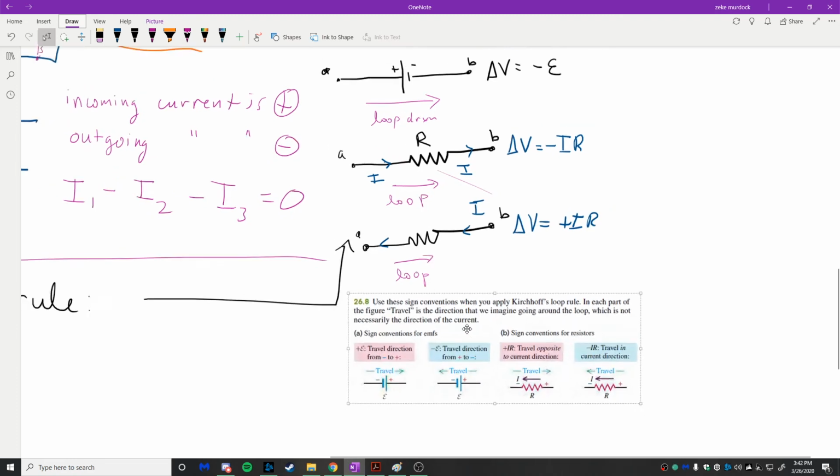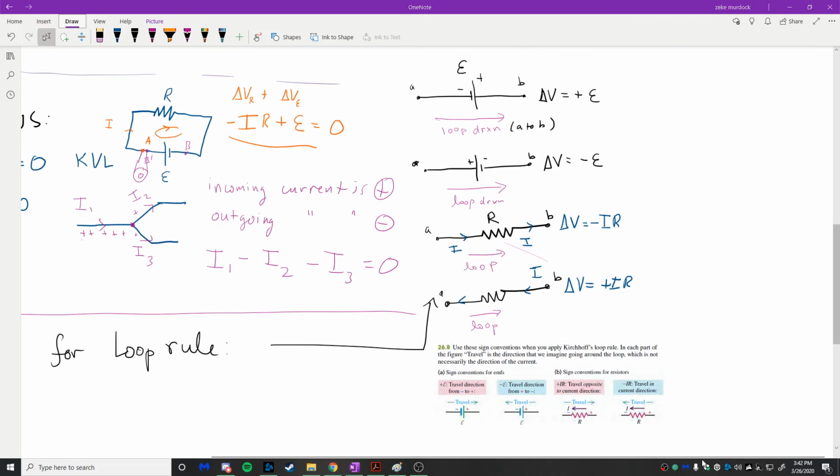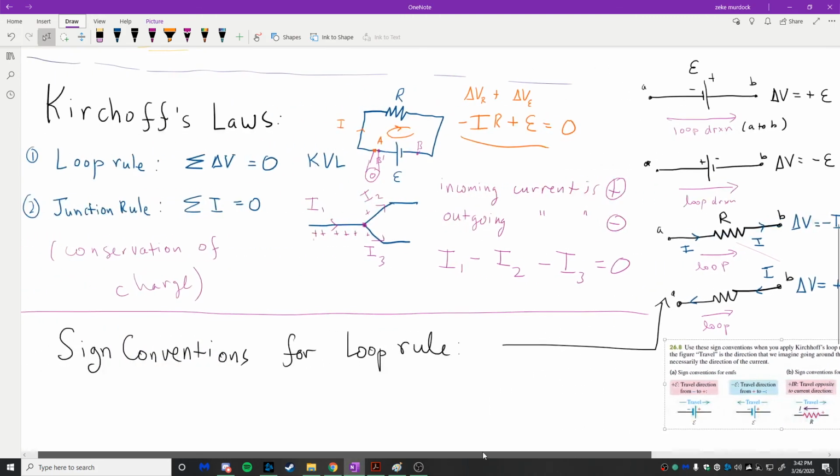So those, all together on the screen, represent our loop rules. Positive E if you go from minus to plus. Negative E if you go from plus to minus, so travel is like loop direction. If you travel opposite to the direction of the current, you get plus IR. And if you travel in the same direction as the current, you get negative IR. And those are the sign conventions, combined with Kirchhoff's laws.